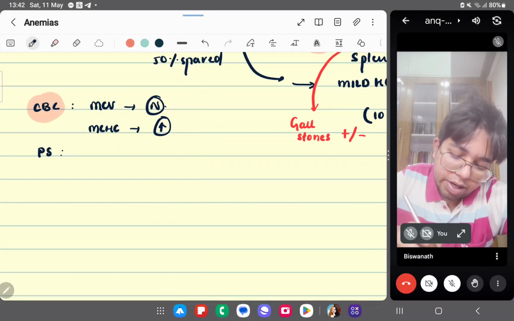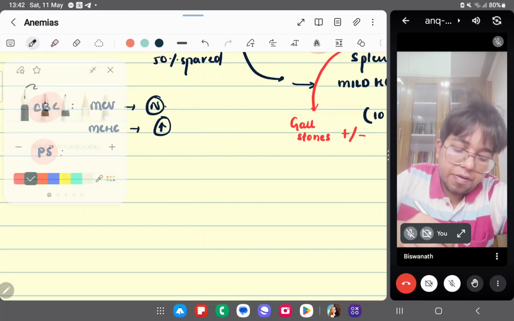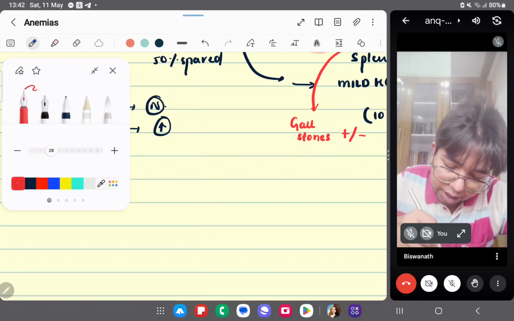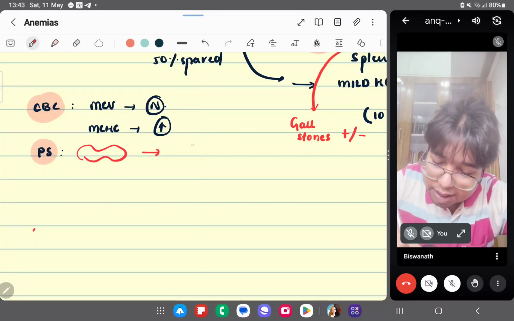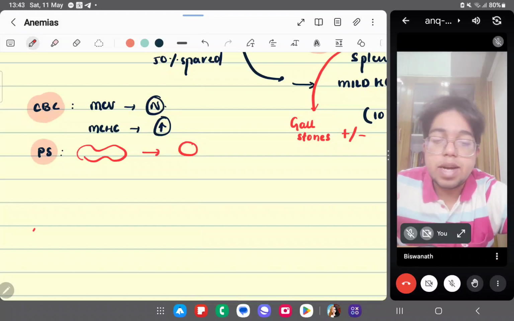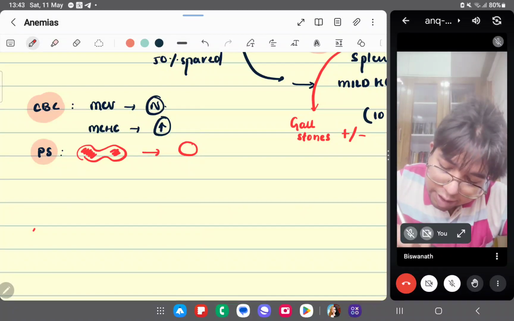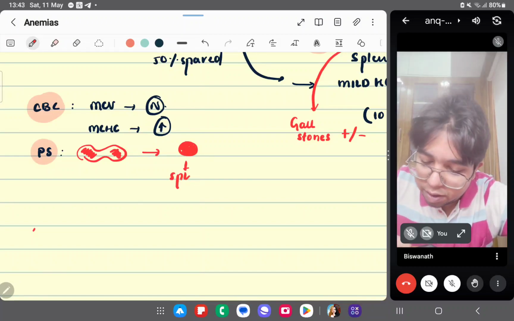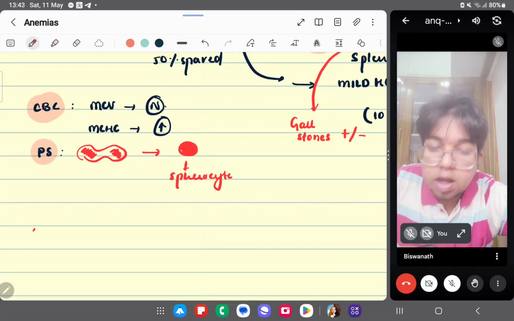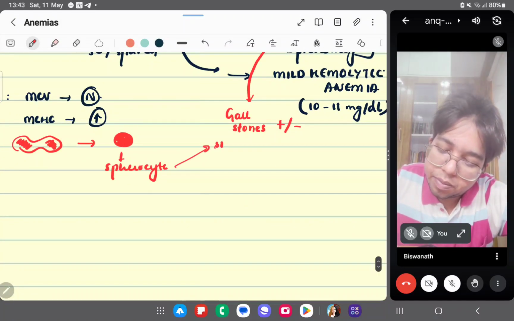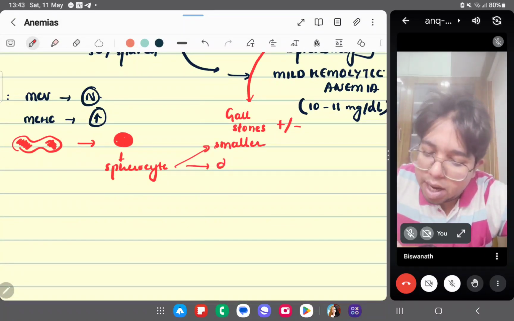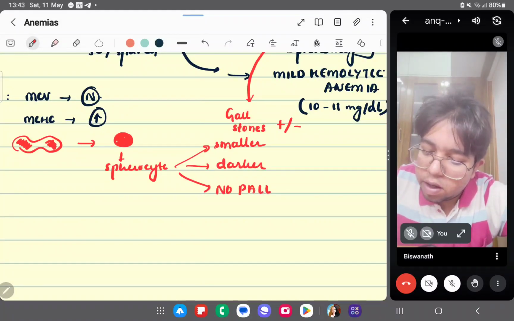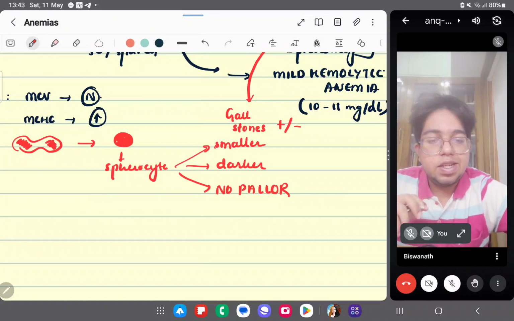The peripheral smear examination. If you take a blood smear, this RBC will look like that. This has become this, right? And spherocyte means, where there was a central pallor, here there will be no central pallor. So this is called a spherocyte. It will look a bit smaller, a bit darker, and with no pallor. So it is very easy to identify a spherocyte.